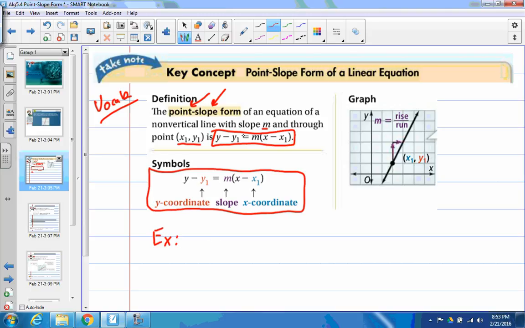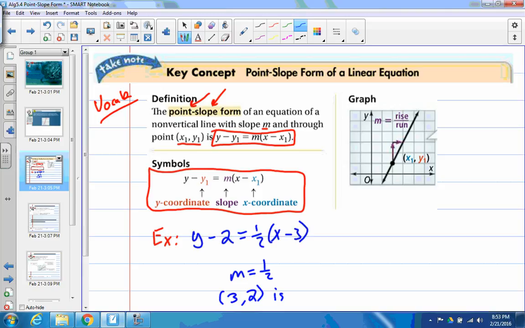So an example would be y minus 2 equals 1/2 times x minus 3. From this we can tell the slope, the m, is 1/2, and there's a point. The x value was x1, so the coordinate goes over by the x. Here it would be 3, and the y would be 2. That point is on the line.